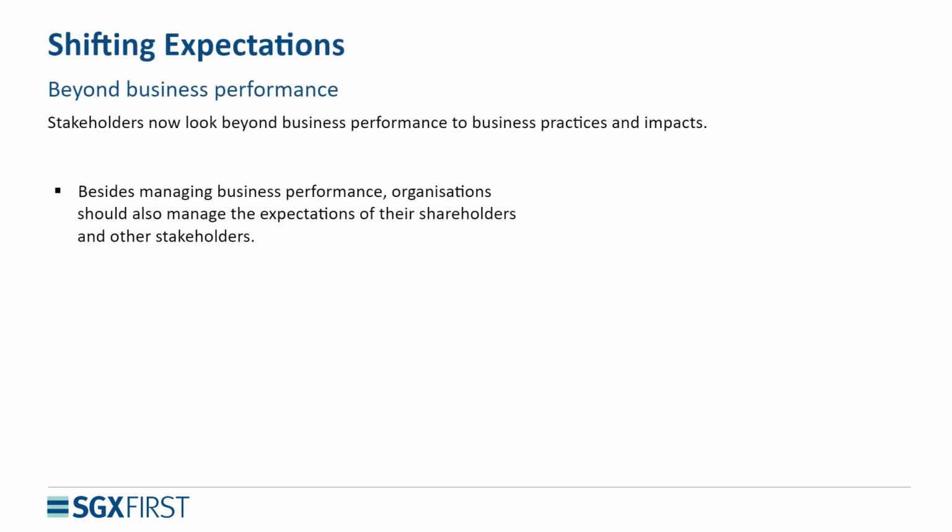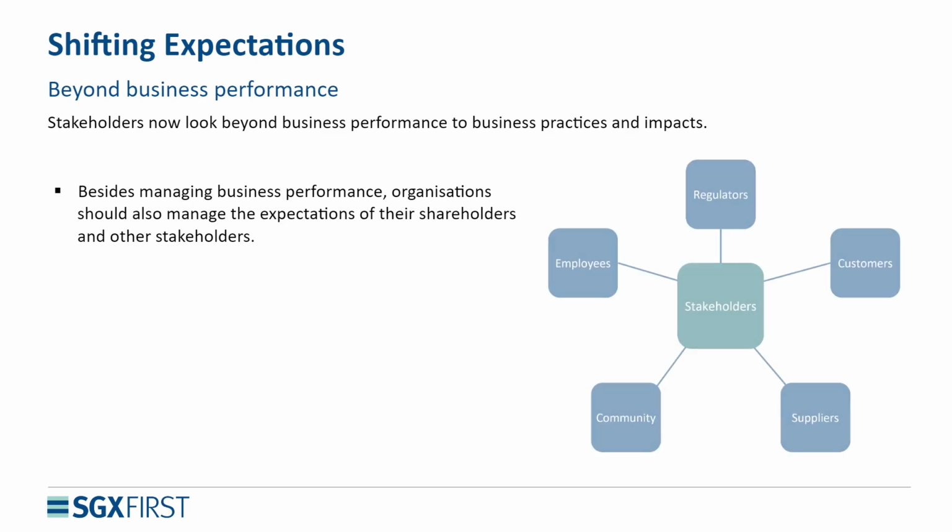Besides managing business performance, organizations should also manage the expectations of their shareholders and other stakeholders. Stakeholders are any parties that have interest in an organization and can influence an organization's business decisions and performance through their myriad roles. These stakeholders can include regulators, customers, suppliers, employees, and the community, and they are now looking beyond business performance to business practices and impacts.